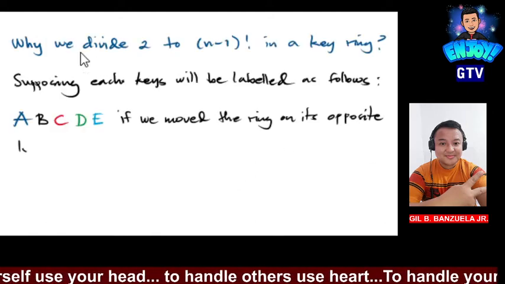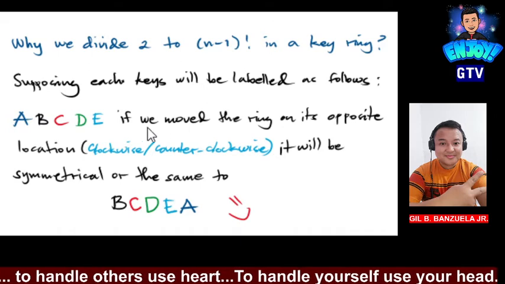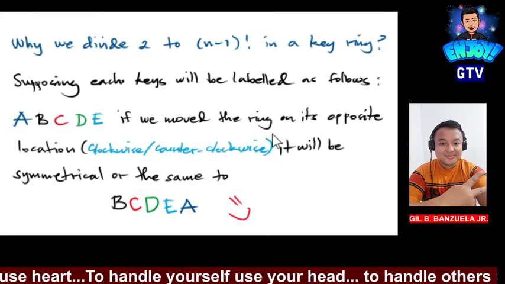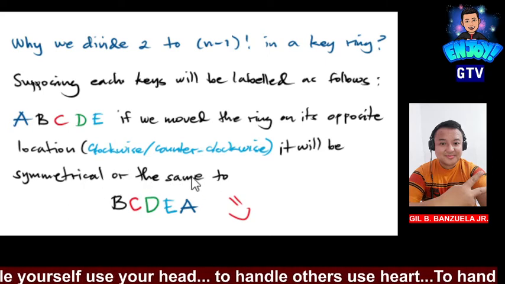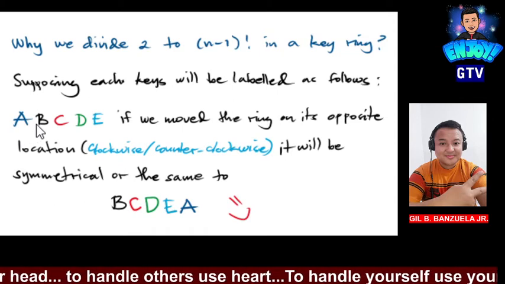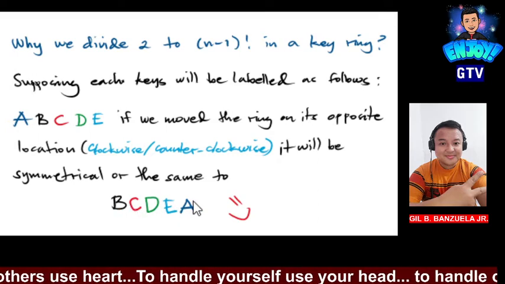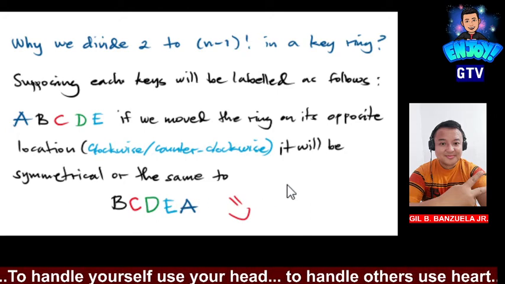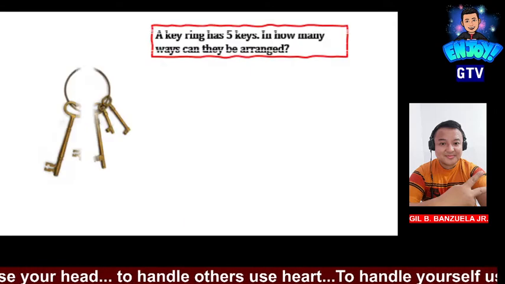Ayan. So, why do we divide (n-1) factorial by 2 for a keyring? Supposing each key will be labeled as follows, just like what I said: A, B, C, D, E. If we move the ring to its opposite location, clockwise or counterclockwise, it will be symmetrical or the same to B, C, D, A. If you could notice, guys, nalipat lang yung A dito sa kabilang side, pero yan pa rin yun. So kaya kailangan natin mag-divide para hindi na natin yun mabilang uli. Kasi nga, they are symmetrical or the same. Again, nagdi-divide lang tayo ng 2 in a key ring or bracelets.